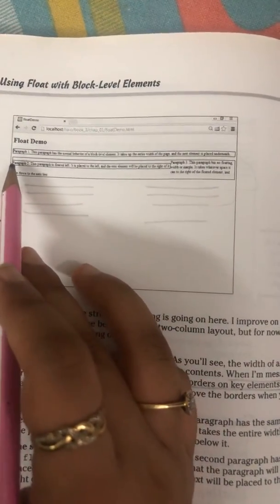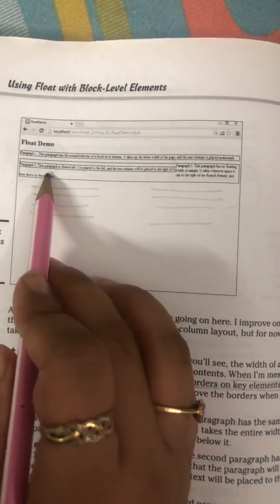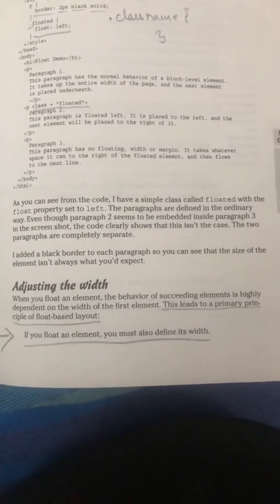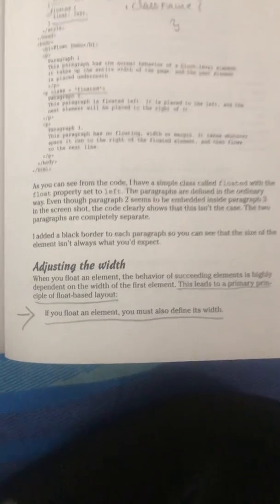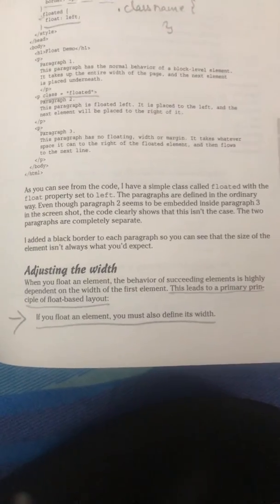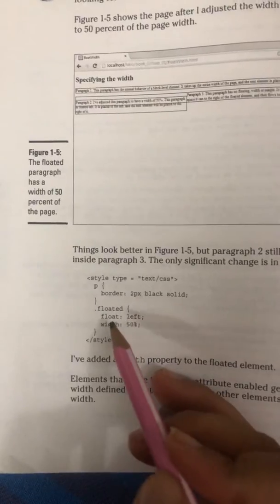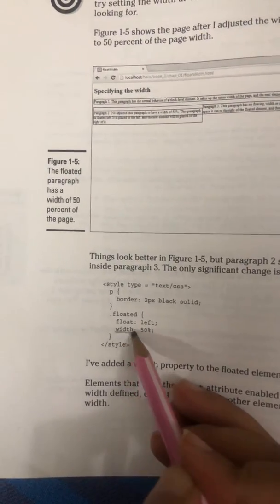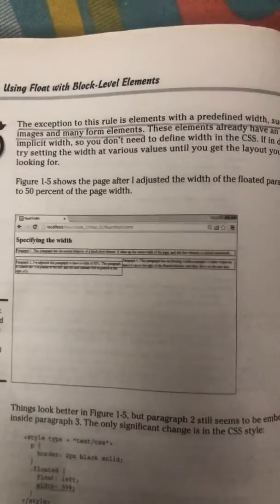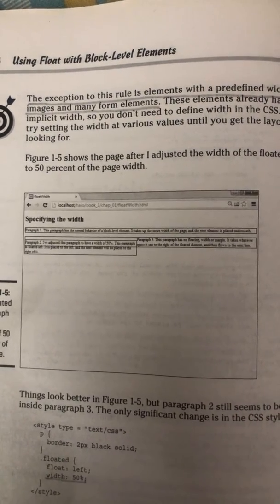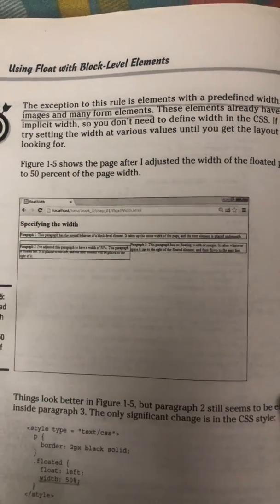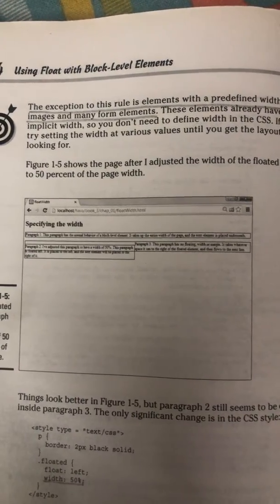I could not achieve this because I could not tell how much width of the screen paragraph 2 should use. So to adjust the width, we come to the major principle of using float based layout. If you float an element, you must also define its width. To define its width, inside the floated tag, we write float colon left and we specify the width as 50%. Now this changes my code. Here you can see paragraph 2 is now only occupying 50% of the screen space, and paragraph 3 is occupying the rest of the space.